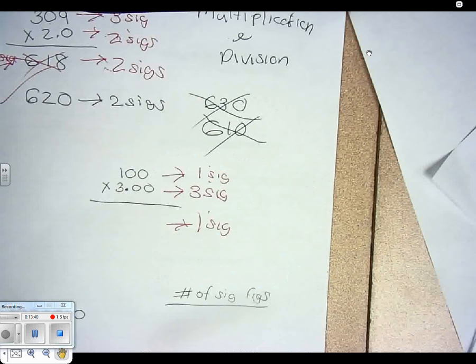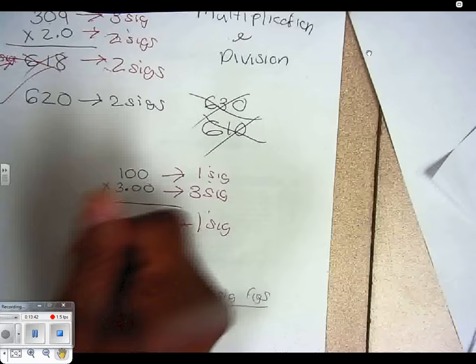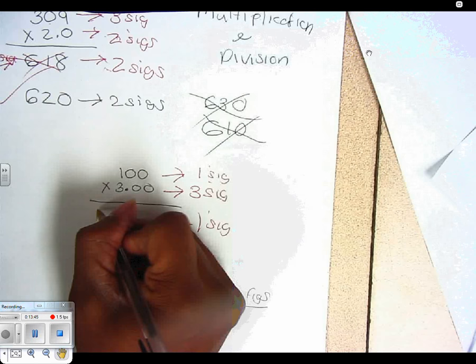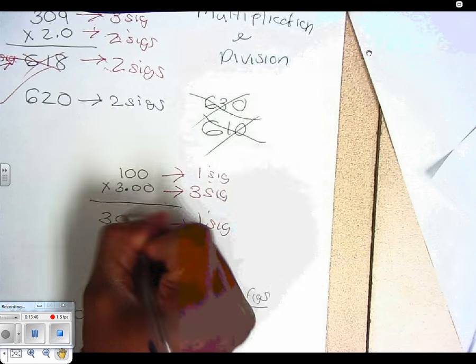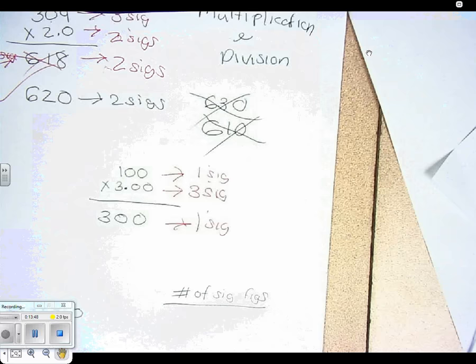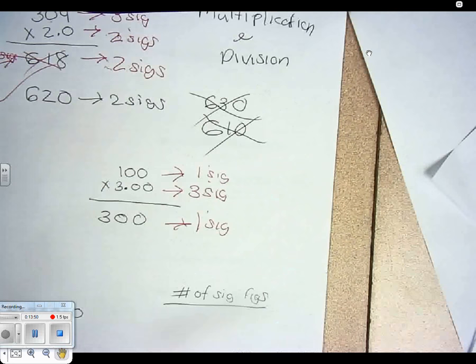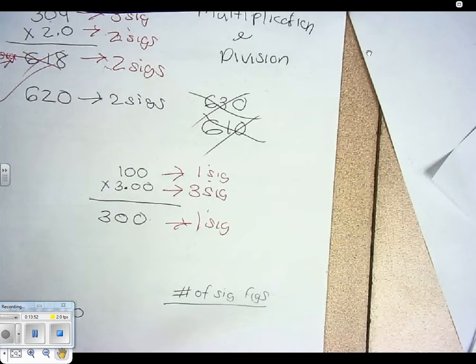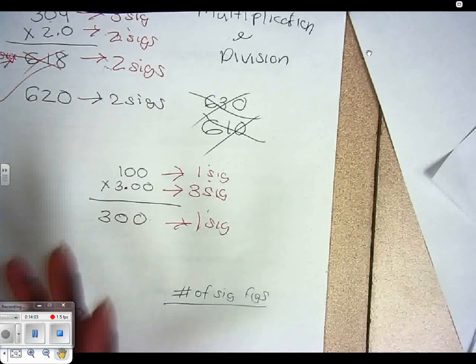Now, because we know that 3 times 100 is going to be equal to the number 300. The number 300 has 1 significant figure. I do not need to add a decimal point, for if I did add a decimal point, that would make it have 3 significant figures. So it is dictated by the number of sig figs that are used to solve the problem.